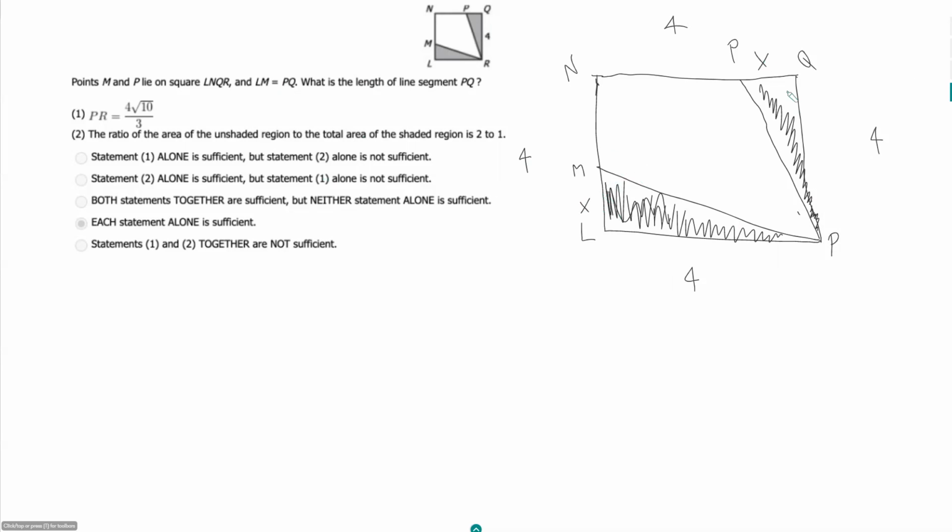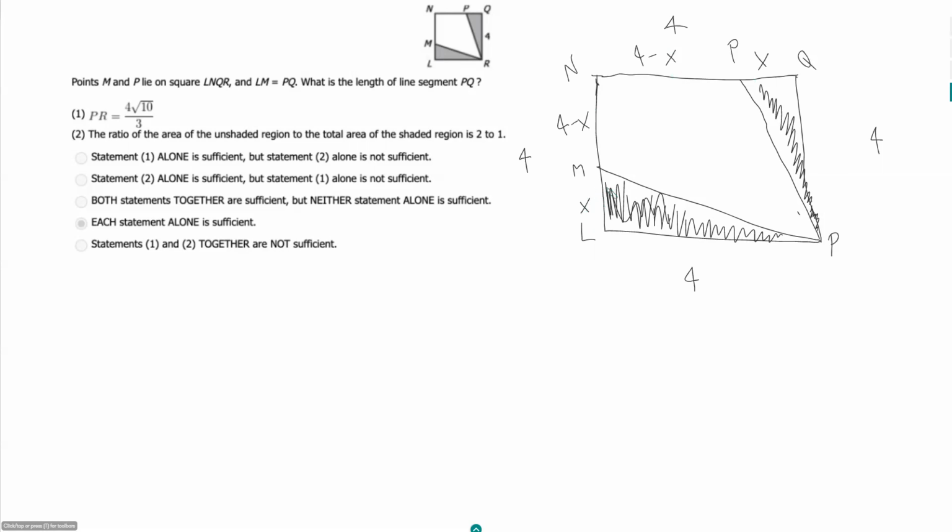This also means MN has to be equal to NP, because if LM is equal to x, MN has to be 4 minus x. And same thing here, so NP also has to be 4 minus x. Then they ask us for the length of line segment PQ, which is the same as line segment LM.